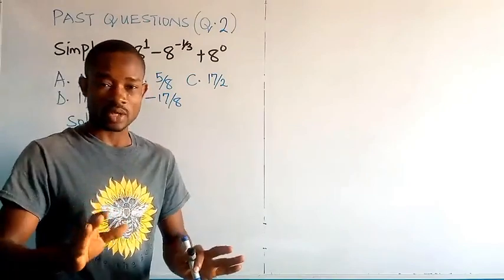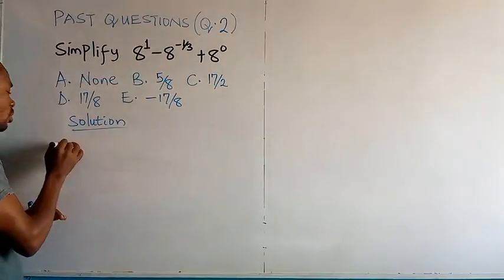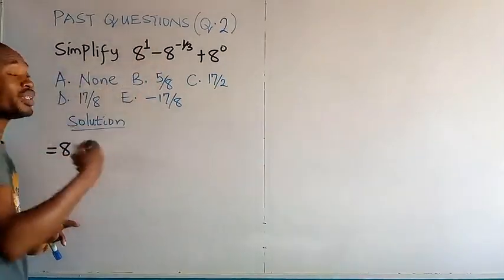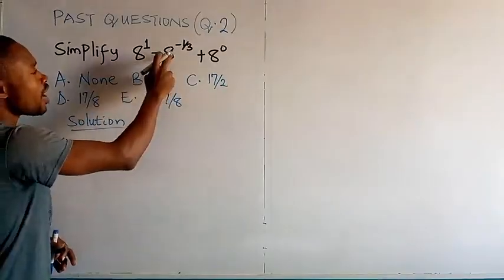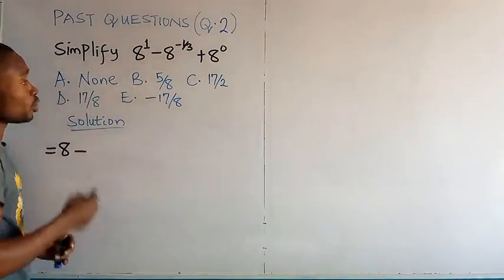And we're going to find out, okay? If you are given 8 to the power of 1, you agree with me, it's simply going to be what? 8. Okay, so this is going to be equal to 8 to the power of 1 is 8. A number to the power of 1 is that number. Then coming here, you have 8 to the power of minus 1 over 3. Before that, you have minus here anyway.